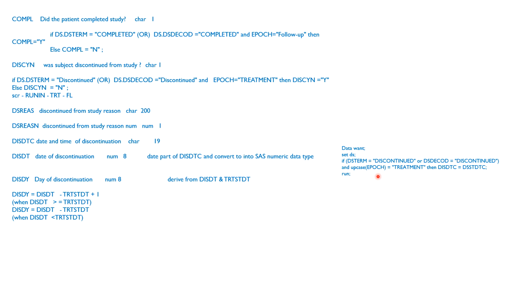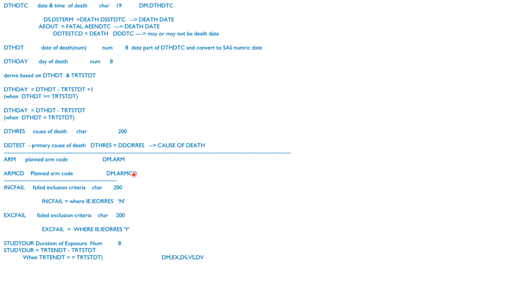And upcase of epoch equal to treatment. Then DSDT equals DSSTDTC. So here we directly assign the DS disposition start date and time to DSSTDTC. Some of the variables I have captured here, like DTHDTC, we will get from the DM domain. Other than that, we need the date and time of death in numeric format, DTHDT, which we will get from DTHDTC.